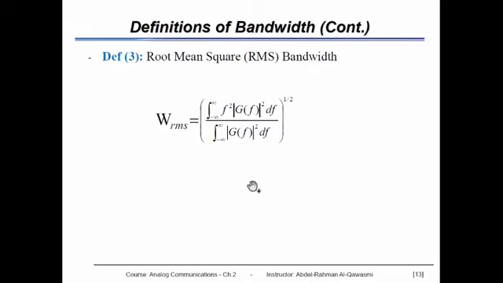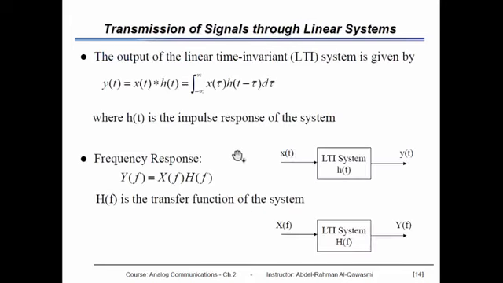Definitions of bandwidth also use root mean square bandwidth. You can use this equation. You have to know this information and perform calculating using this equation. You will have your bandwidth that we call root mean square bandwidth.